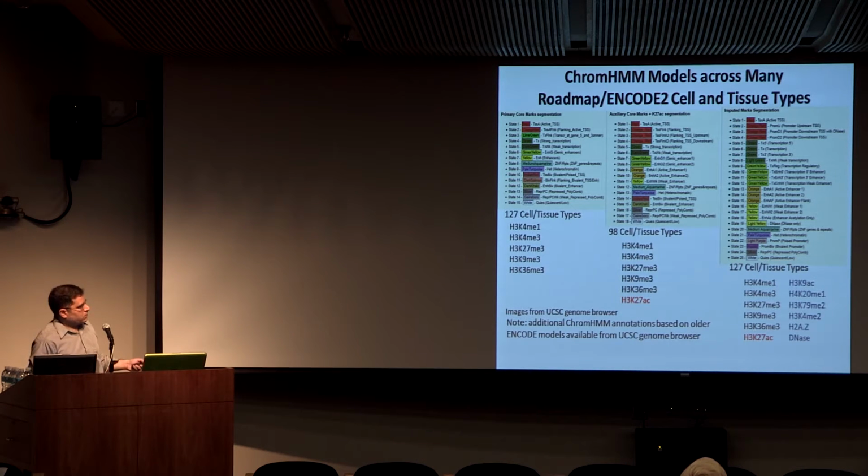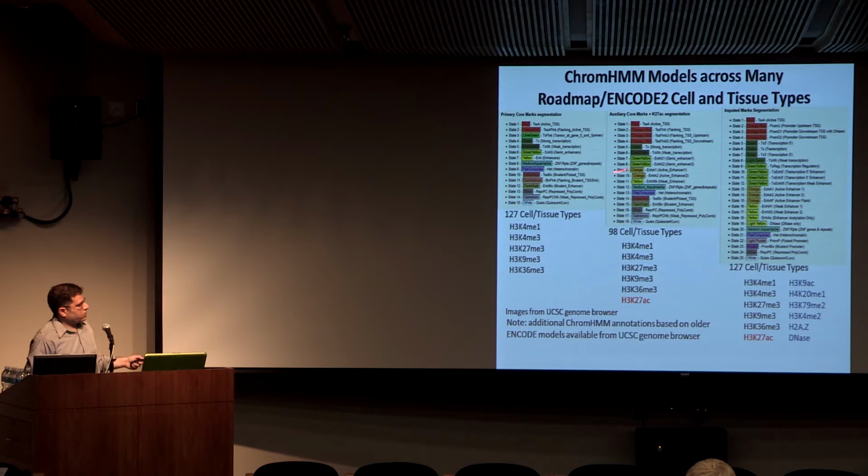So all these 3 chromatin state models can be accessed through the UCSC Genome Browser custom track. And I'm going to walk you through that because it might not be obvious to everyone how to do that. And then this is just to summarize. We have these 3 models.